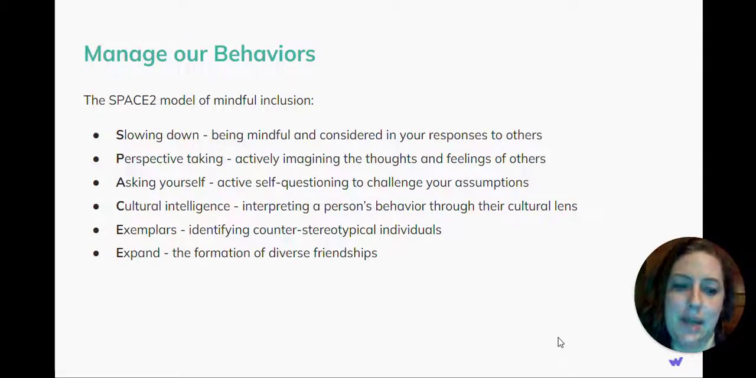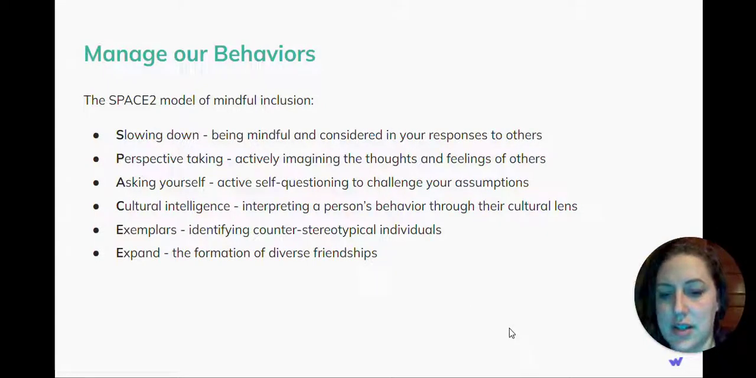How do we manage our behaviors? One way to look at your behaviors is to use what's called the SPACE model of mindful inclusion. Slow down. Be mindful and considered in your responses to others. Take perspective. Actively imagining the thoughts and feelings of others. Asking yourself. Active self-questioning and challenging your assumptions.